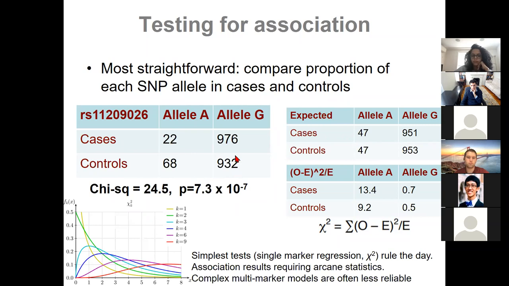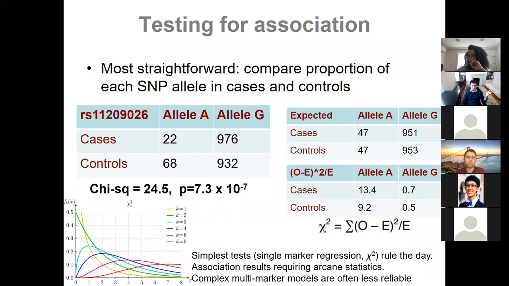And of course, the question is, is this statistically significant? So you can ask, what is the observed minus expected squared divided by expected? And that's basically a chi-squared test. So this is the simplest statistical test you can imagine to basically see if in a two by two contingency table, there's deviation from that expectation. So this is the observed minus expected squared divided by E for each of the quadrants. And then together that gives you a chi-square score of 24.5. And then you can look at, based on the degrees of freedom, how far down that curve does 24.5 take you? And it takes you to 7.3 times 10 to the minus 7, okay?